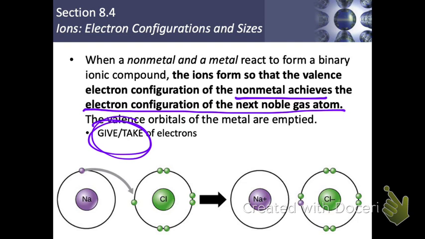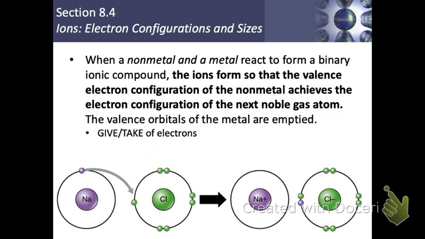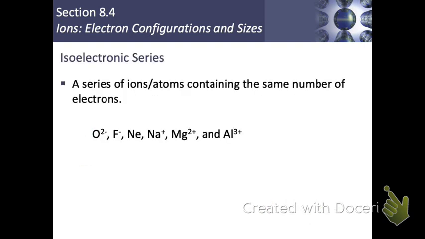All right, so based on that give and take of electrons and the resulting charges that come from that, we have what are called isoelectronic series, right? Which sounds intense, but it's not at all. All it is, is a series of atoms or a series of ions and atoms that contain the same number of electrons. That's it. Okay? So this list given to you up here is an isoelectronic series.